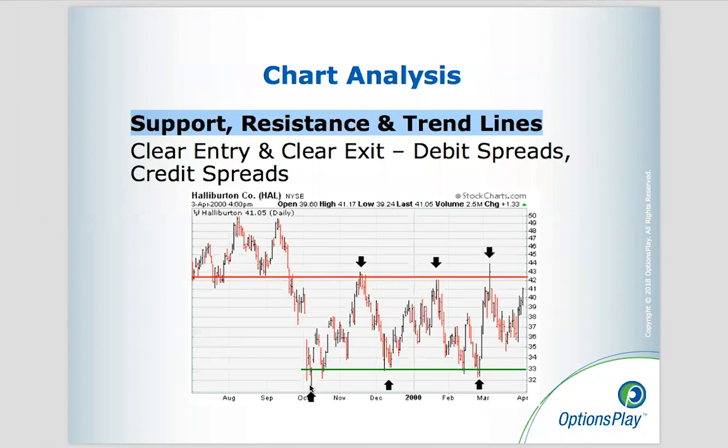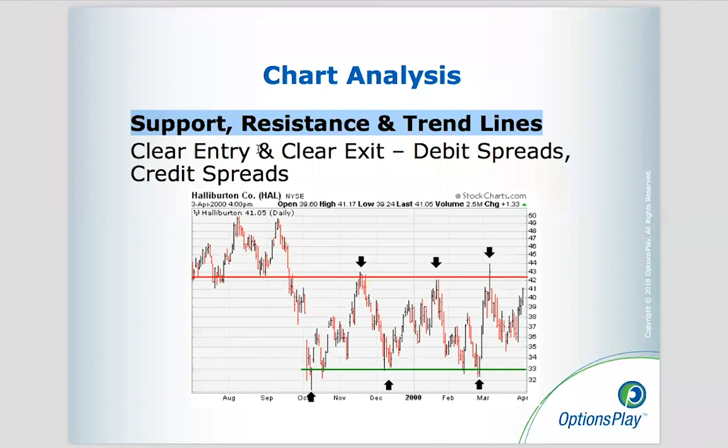Support and resistance refers to some of these dark arrows here at the bottom. As you can see, this stock hit this 33 level, bounced higher, hit this 33 level again, bounced higher, hit that 33 level, bounced higher. This is what we consider support. Resistance is basically vice versa. As you can see, it rallied up to this 42 level, sold off. Rallied up to this 42 level, sold off. Rallied up to the 42 level again, sold off. So we would consider that a resistance level.